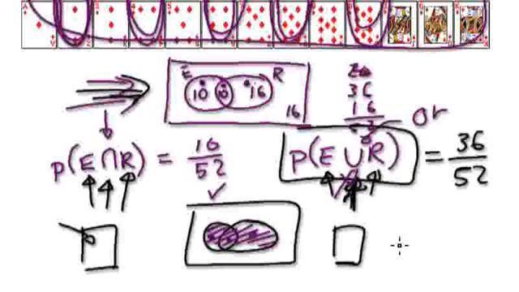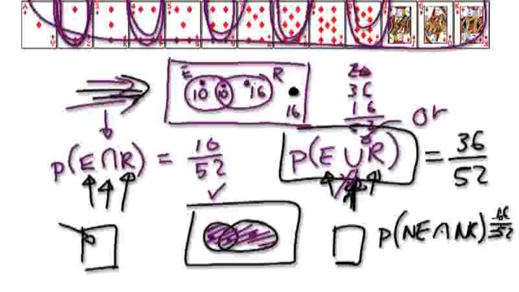You could ask, what's the probability of me picking a card that's not even and not red? It has to come from this segment here, because this segment would be not even and not red. So this would be 16 over 52.